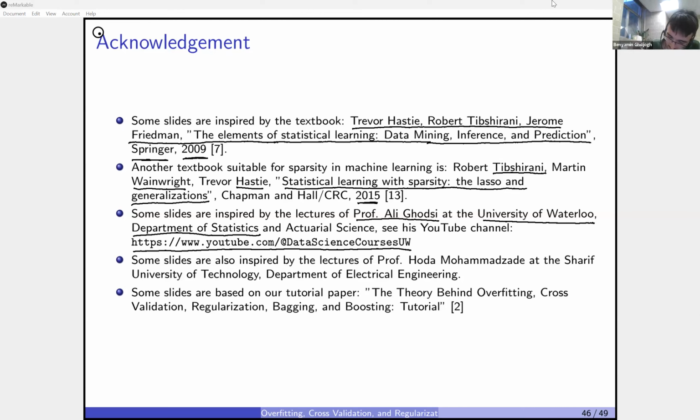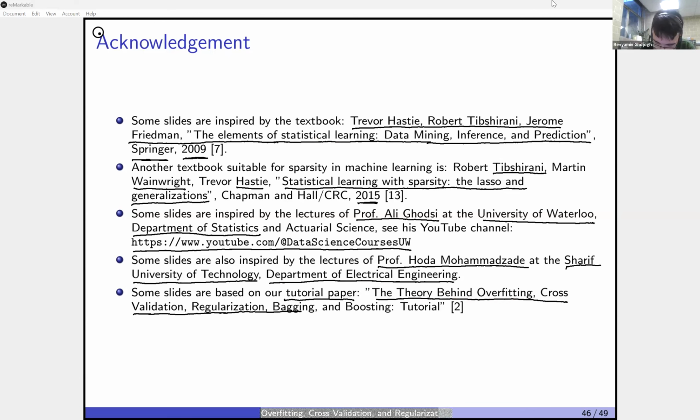You can see that. Also, some slides are inspired by the lectures of Professor Hoda Mohammadzadah at Sharif University of Technology in Iran, Department of Electrical Engineering. She taught from the textbook Elements of Statistical Learning, and many of the things she also taught us, and I acknowledge her. Also, some slides are based on our tutorial paper, The Theory Behind Overfitting, Cross-Validation, Regularization, Bagging, and Boosting. I strongly suggest that you read that paper. That basically goes through what we went through in this lecture.